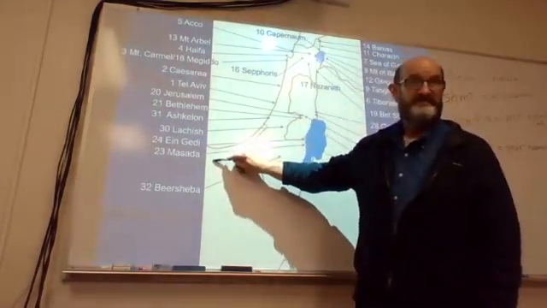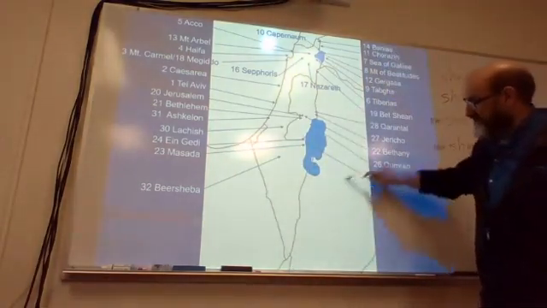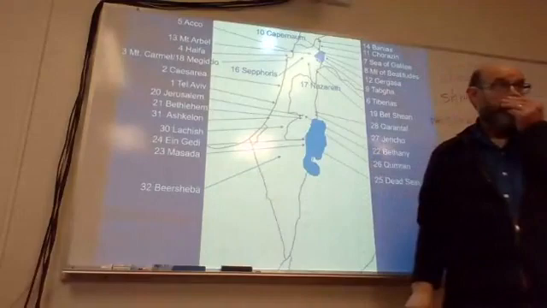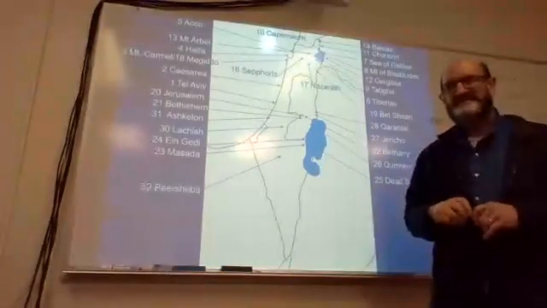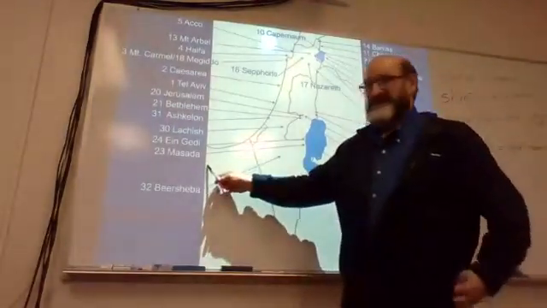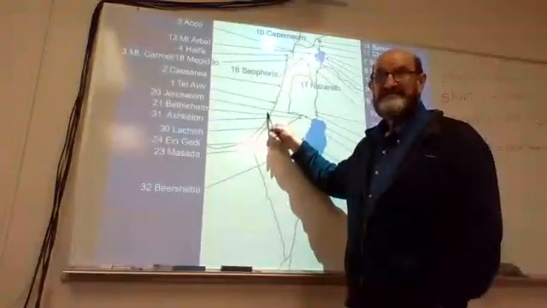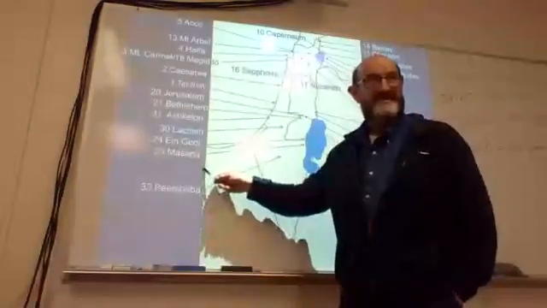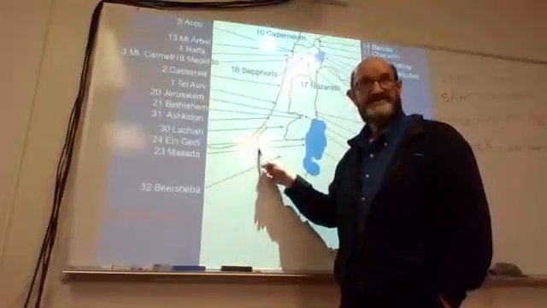The alternate route would take the King's Highway down this side and then cross over into Egypt. So it's interesting, when the Israelites came out of Egypt in the Exodus, they didn't go up the Via Maris. They could have. They didn't because it was heavily fortified by the Egyptians.